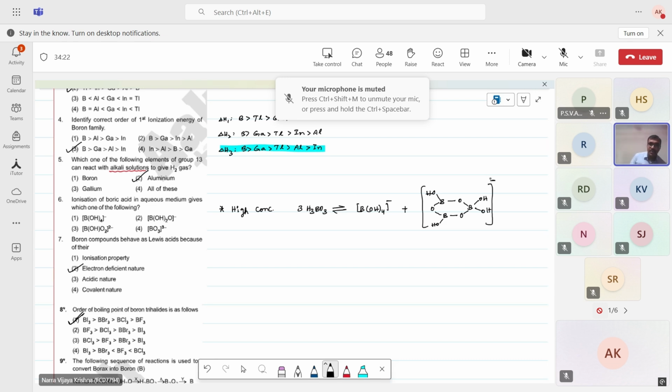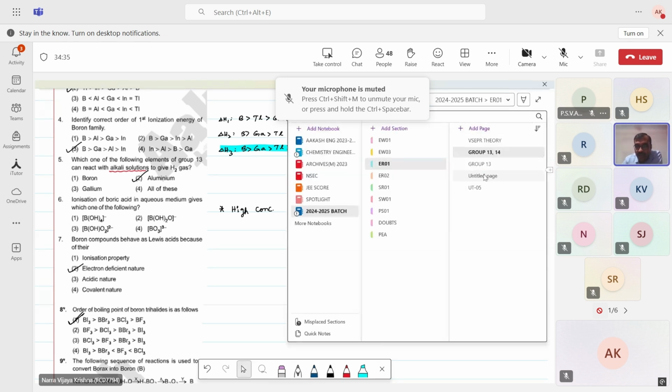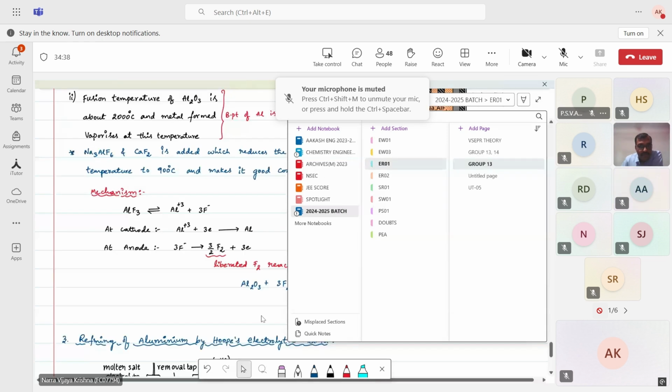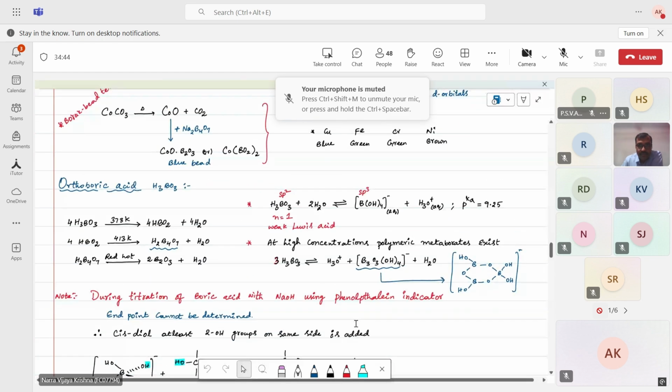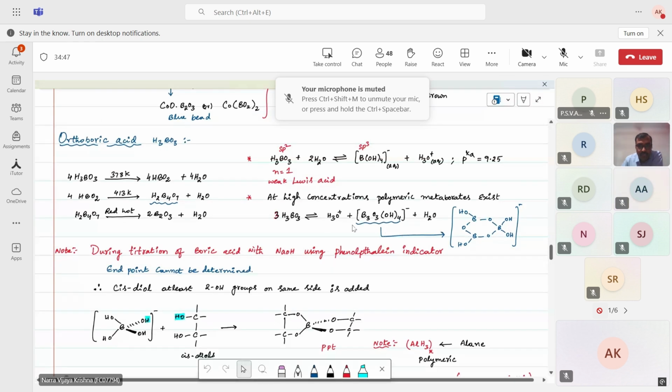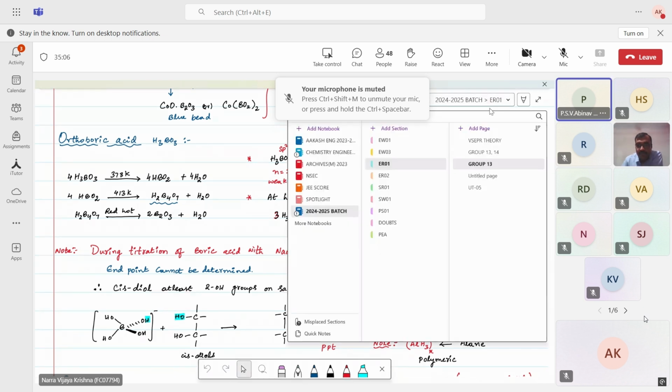Right? Are you able to understand? This will convert into, this tries to convert into this form. Just a moment. Observe this. What is it? B3O3(OH)4 minus, correct? Polymeric metaborate. Boric acid at high concentrations can form polymeric metaborate. Correct, sir? Yes, sir.